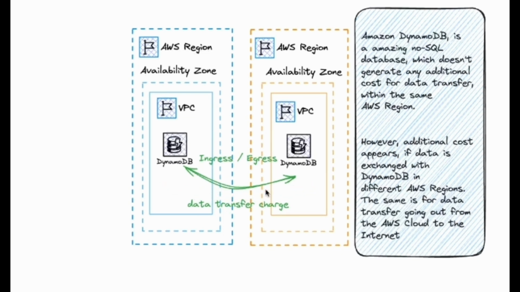So Amazon DynamoDB is an amazing database. It can be used in multiple ways. It's a highly available, managed service. If you have it in one AWS region, you are not paying for the data transfer cost between the nodes, between the instances, your application. When you have it in different AWS regions, the data transfer cost is there.